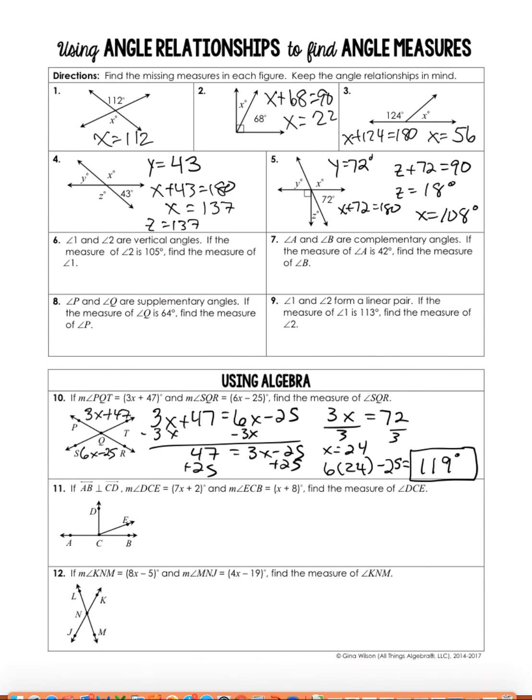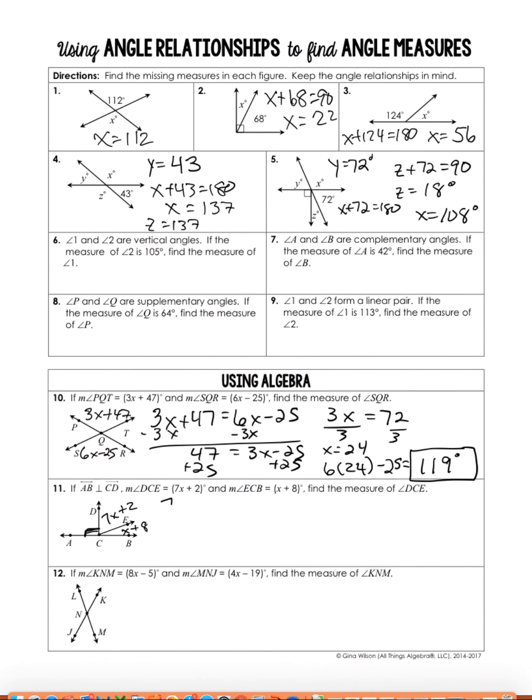Number 11. Here I have AB is perpendicular to CD. It says DCE is 7x plus 2, so I'm going to label that 7x plus 2. And then it says ECB is x plus 8, so I'll label that. Find the measure of DCE. So since these are perpendicular, that means that we have a 90-degree angle here. That means that these two expressions have to be complementary. They have to add up to 90.